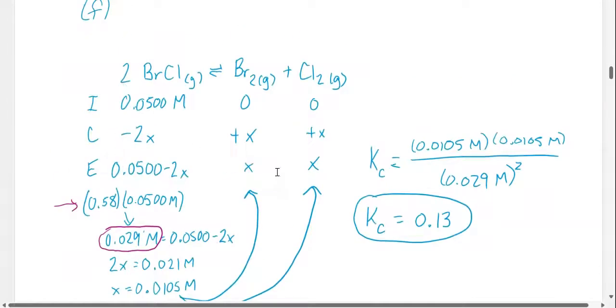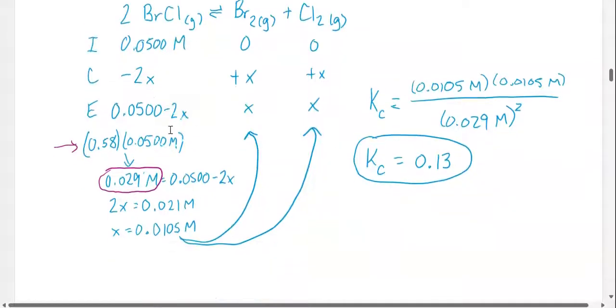So this is how I set up the ice table, which looks very similar to the student, other than mine's 0.05 because I did molarity instead of moles. But then once we get here, we realize that our equilibrium concentration of BrCl is 0.029 molar due to the fact that 58% is remaining. And then we can solve for X, get our equilibrium values, and calculate for K.